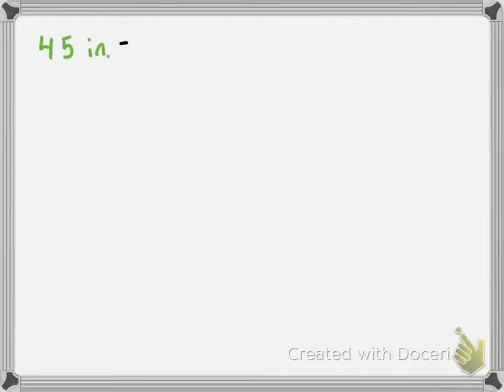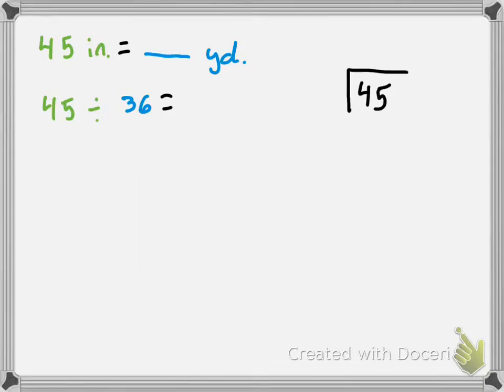All right, let's try another one. 45 inches equals how many yards? So from that chart that I was showing you, to go from inches to yards, you have to divide by 36. So that means I'm going to have 45 divided by 36. Okay, so 45 divided by 36. I'm going to do this problem over on the side here.